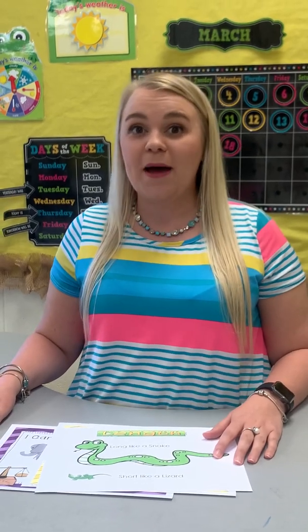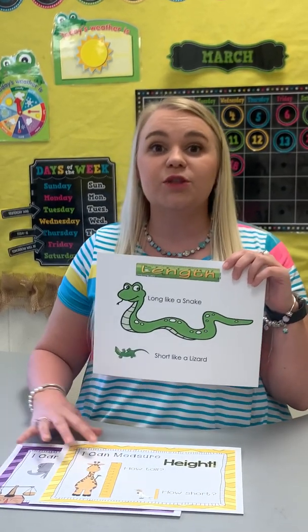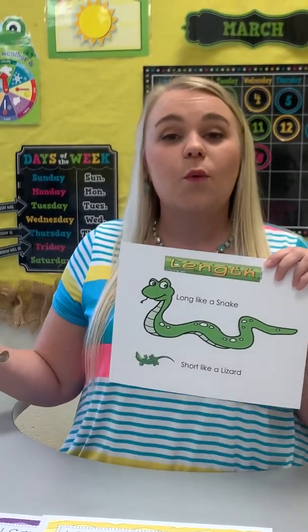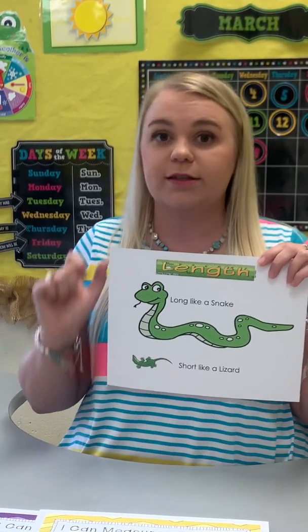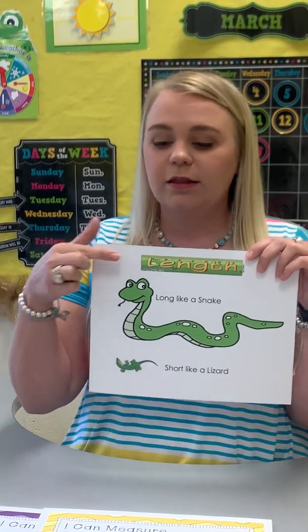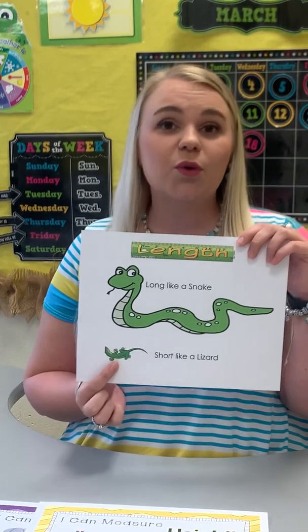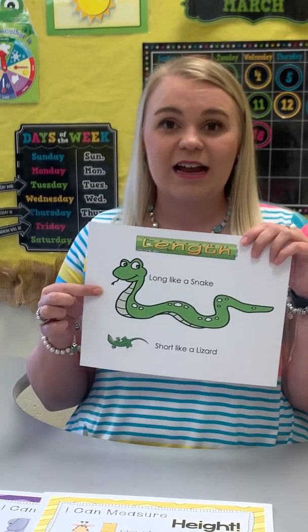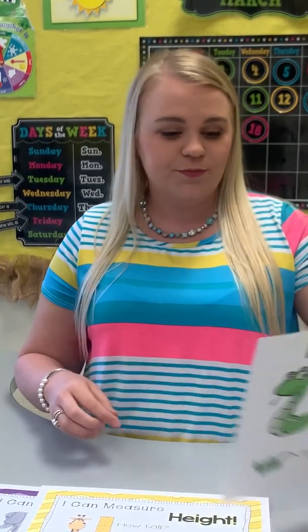We have been talking a lot about measurement lately, and we're going to review the different ways that we can measure. One way that we can measure is the length of something. Length, long. When we measure the length of something, we want to see how long or short something is. So remember, length. Long like a snake and short like a lizard. So the lizard is shorter than the snake. The snake is longer than the lizard.